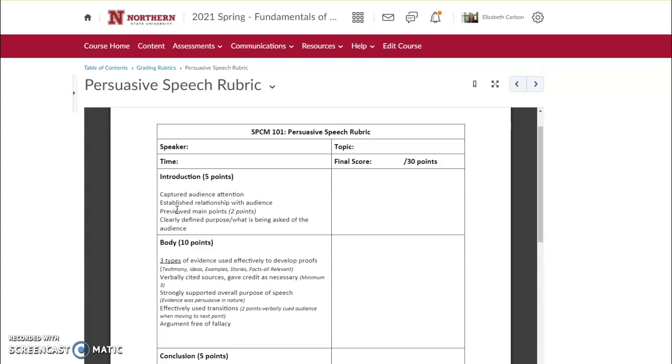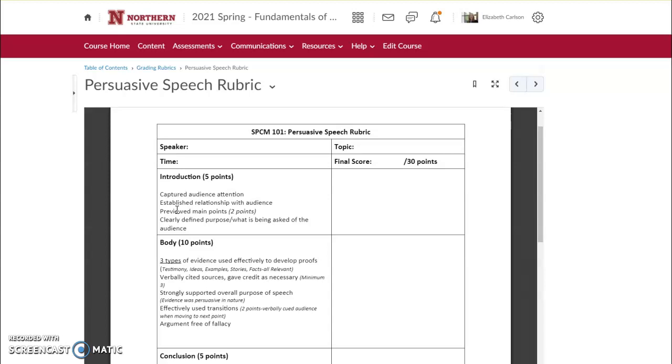Second item, establish relationship with the audience. Let the listener know that you are speaking to them. That might be as simple as saying, "Have you ever thought about this?" Or, "By a show of hands." Even though we're speaking to people remotely, your words and your nonverbal still can connect them to you as a speaker. Preview your main points.